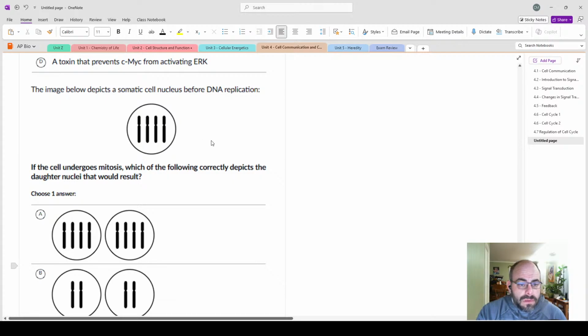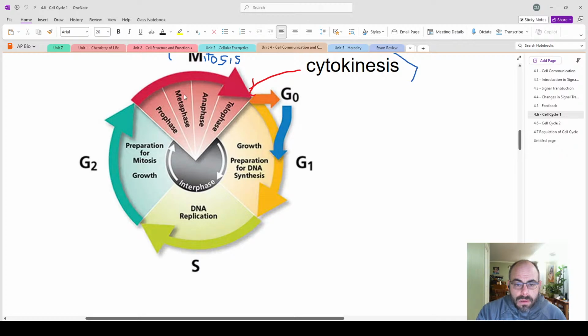So before, this is what it looks like. And look, let's go back here. After mitosis, what phase is the cell in? It's in G1. What phase are we currently in in the question? G1. It's A.